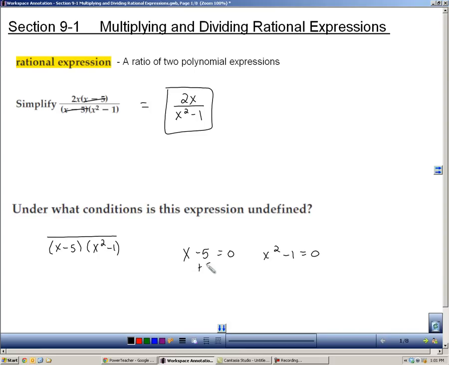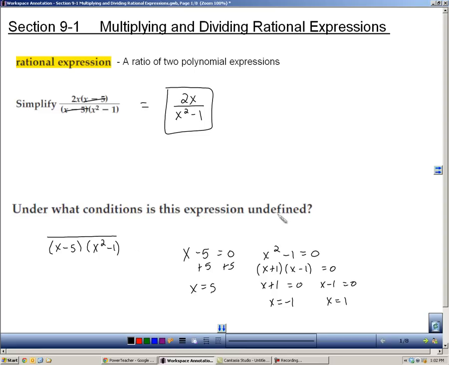Well, here I can just add 5 to both sides, so x equals 5. This one I can solve two ways. Either I can add 1 and then take the square root, or I could factor it, because it is a difference of squares. And then I can set each one of those groups equal to 0 using the zero product property. So x equals negative 1 and x equals positive 1.